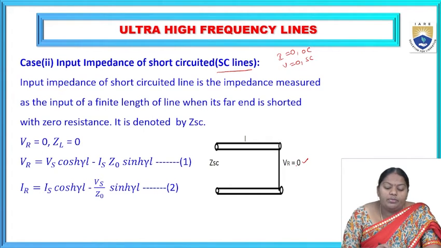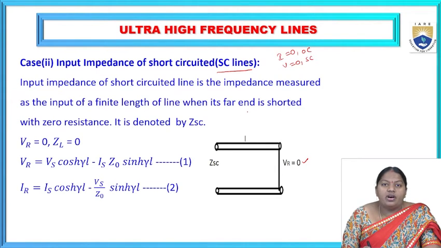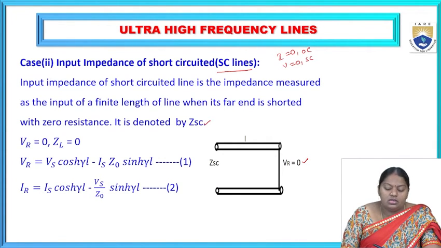So, the input impedance of a short circuited line is the impedance measured at the input of a finite length of line when its far end is shorted with zero resistance. When VR is equal to 0, ZL is equal to 0, and it is denoted by ZSC, where SC stands for short circuited. Previously we wrote ZOC, the open circuited impedance. Now it is ZSC, the short circuited impedance. So when VR is equal to 0, ZL is equal to 0.